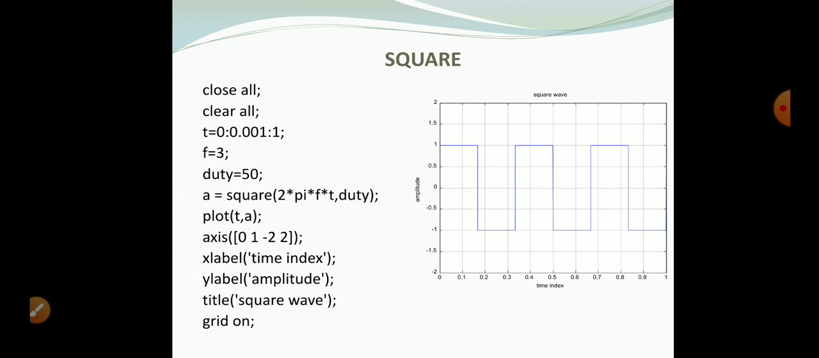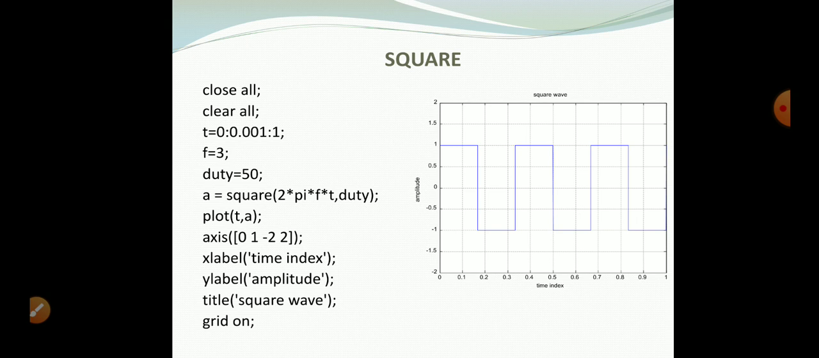If you place the cursor on the square function, a equal to square of 2 pi f t comma duty, and right click on this position, you can get a help window from the MATLAB software. They give in detail how the square function works. Then the next step is plot t comma a. Plot t comma a plots the output figure.